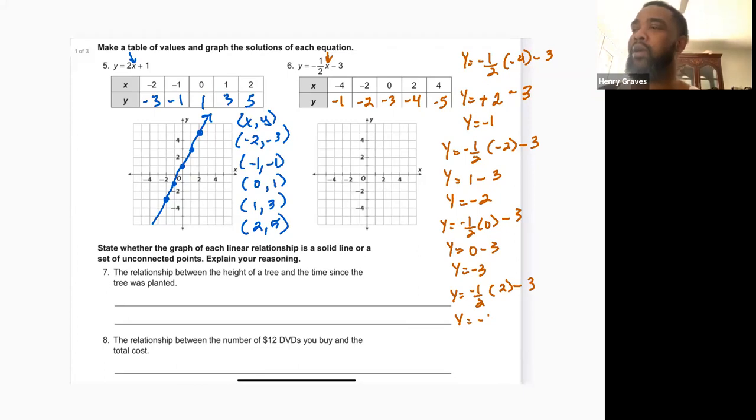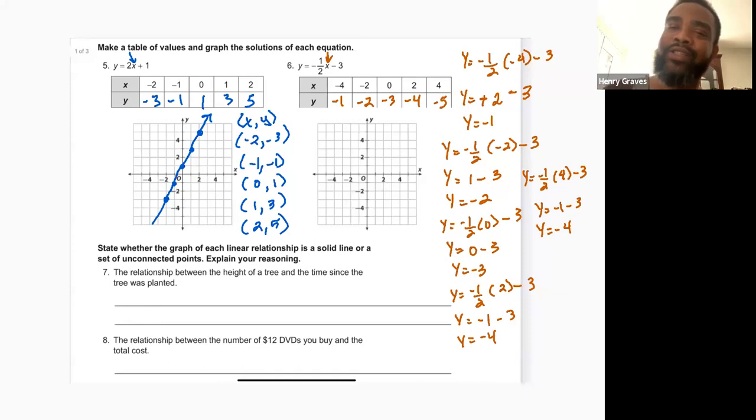And then the final one I'm going to do on the little bit on the side here. Y equals -1/2 times 4 minus 3. So y would equal -1 minus 3, which is -4. There we go. Whoa. 1/2 of 4 is not 1, it's 2. What the heck? Man, those silly math mistakes catch anyone. There we go, -5. Now I can plot these, right?